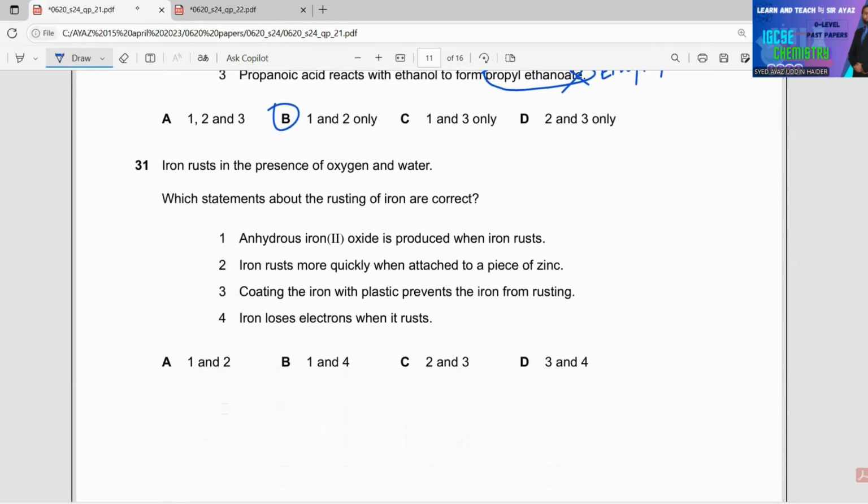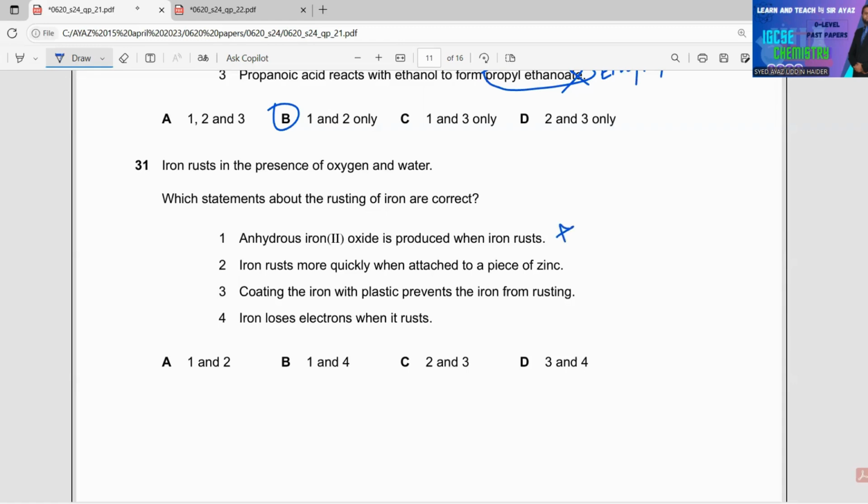31. Iron rusts in the presence of oxygen and water. Which statements about the rusting of iron are correct? Number 1. Anhydrous iron(II) oxide is produced when iron rusts. Now, when iron rusts, it will form hydrated oxide. It does not form anhydrous oxide. Water will be part of the oxide. So 1 is incorrect.